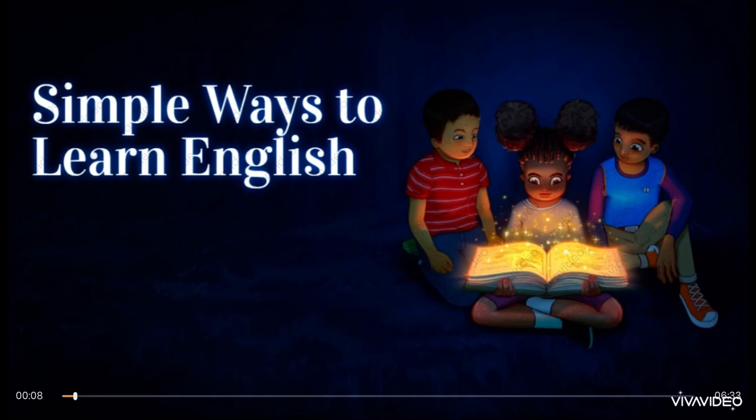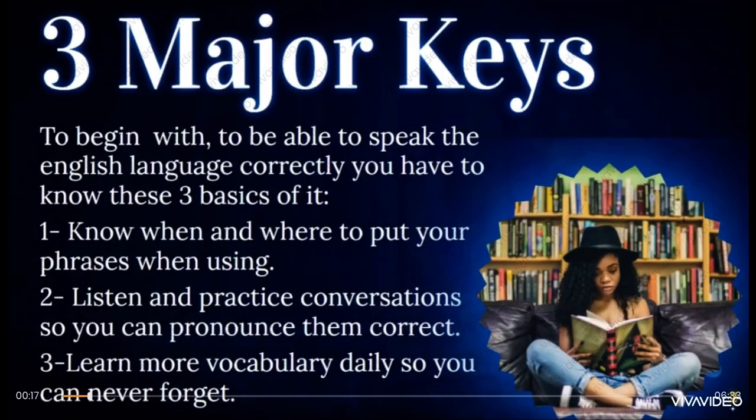I'll be presenting in this video tips and simple ways to learn English, but to learn it correctly and easily. Let's get started. So there are three major keys to be able to speak English correctly. You have to know these three basics of it. So these are really important for you to know if you really want to learn and complete learning about the English language. First, know when and where to put your phrases when using them.